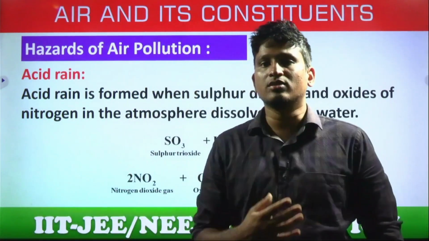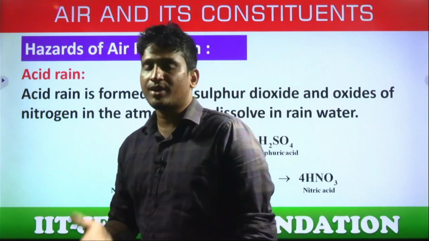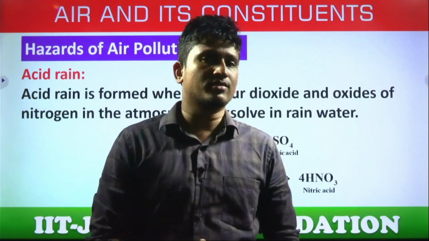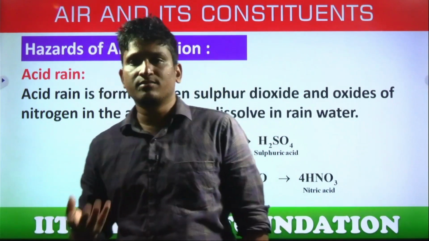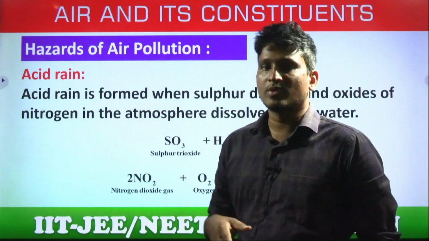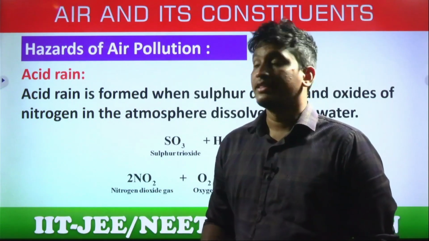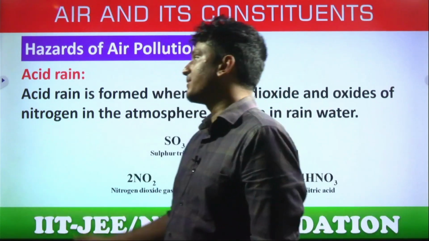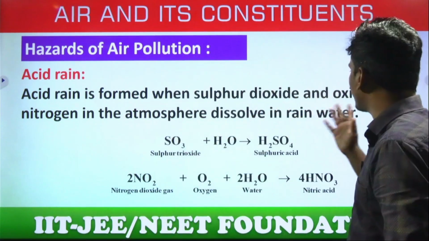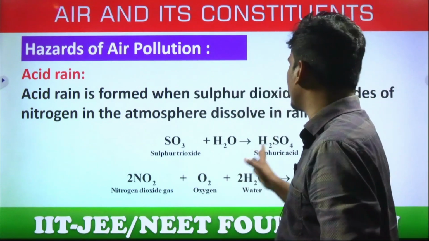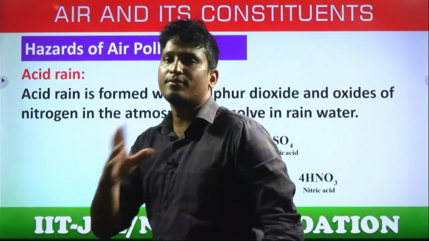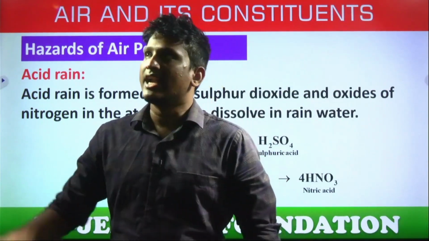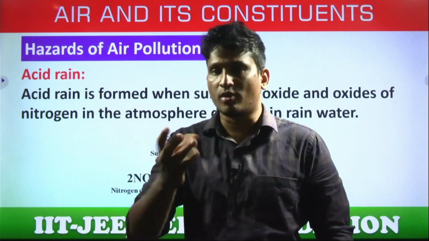Acid rains. So like we discussed about carbon dioxide, sulfur dioxide, nitrogen dioxide, nitric oxide, all these oxides we are saying cause harmful respiratory problems. Not only that, students, they can cause acid rains also. How? Let's see. Acid rain is formed when sulfur dioxide and oxides of nitrogen in the atmosphere dissolve in rainwater. Sulfur dioxide, students, it enters into the atmosphere. In the atmosphere, water vapor is present.